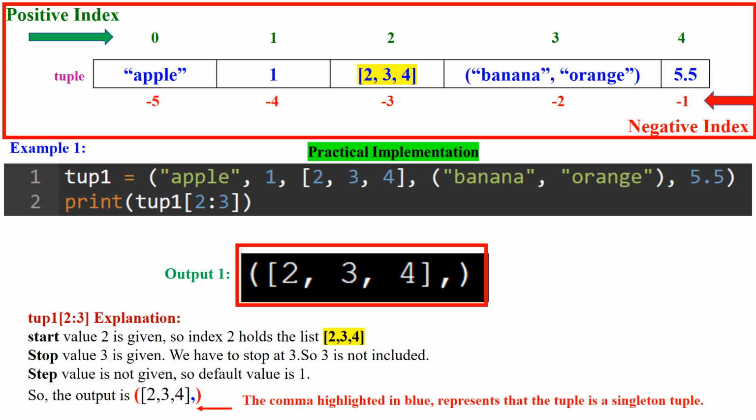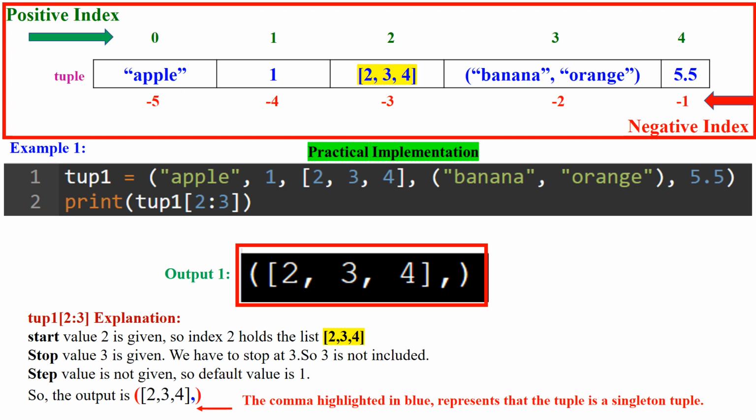Index 0 holds a string apple, index 1 holds the integer value 1, index 2 holds a list holding elements 2, 3, 4. Index 3 holds a nested tuple containing 2 strings banana and orange. Index 4 holds a float value 5.5.